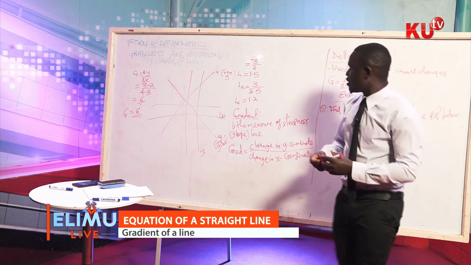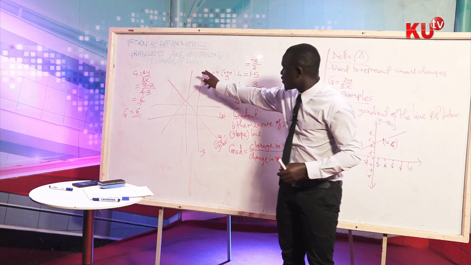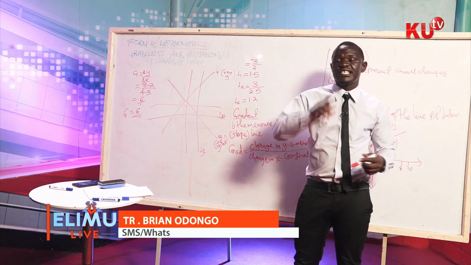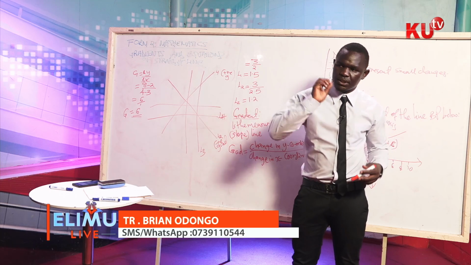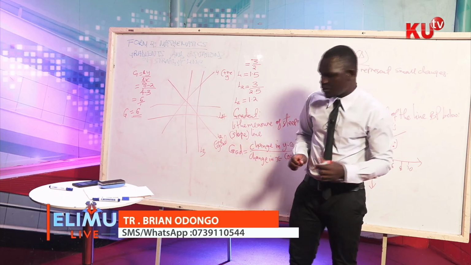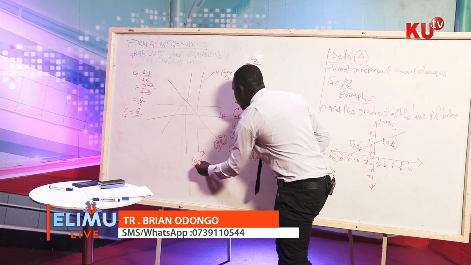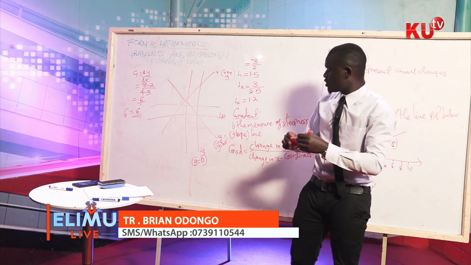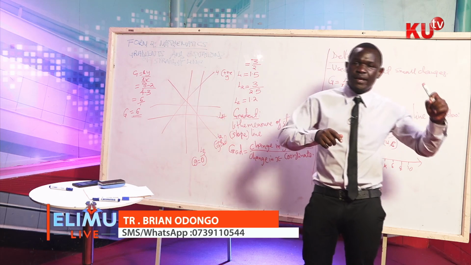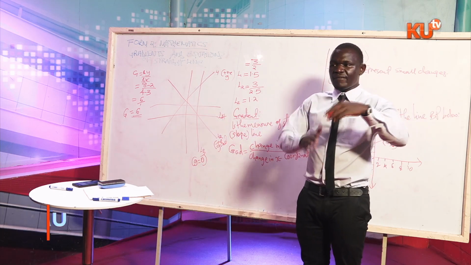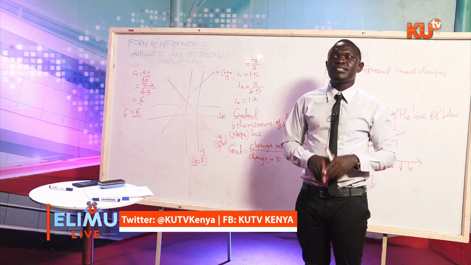What does it mean? For this vertical line that is parallel to the y-axis, its gradient is always equal to 0. That's what I want you guys to note. That for this L3 here, the gradient will be equal to 0. Why is it equal to 0? For any change in y, there is no change in x. So x remains 0, and when you divide by 0, the answer will always be 0.